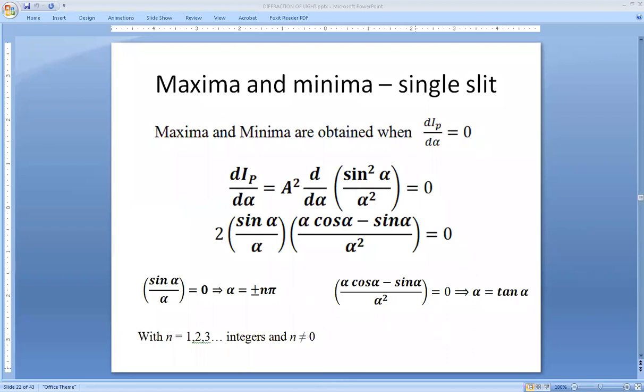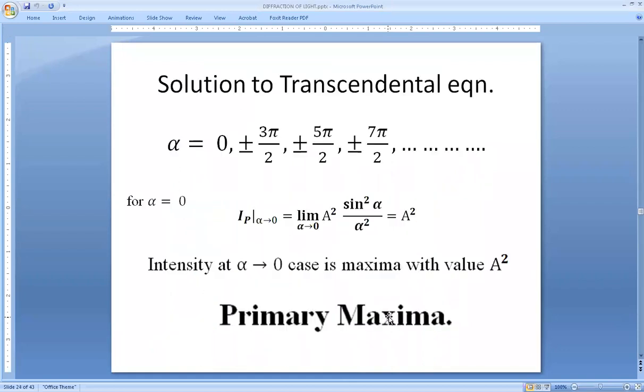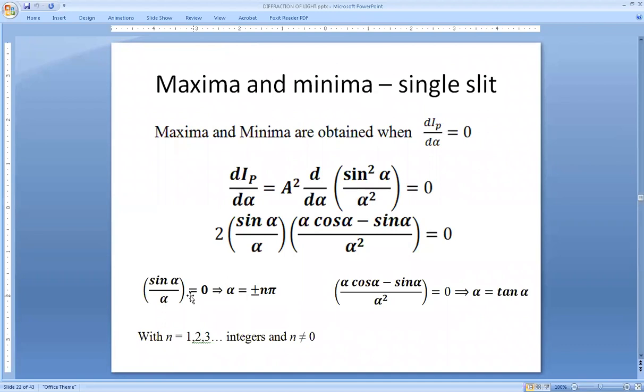So we got this expression now. After equating both y equal to tan alpha and y equal to alpha by plotting them on graph paper, we got the intersection points. So those intersection points are alpha equal to 3 pi by 2, 5 pi by 2, 7 pi by 2 along with 0. And we were talking about the other one, that is sin alpha by alpha equal to 0, which leads to alpha equal to n pi. And here I have mentioned one thing, that n can be integers 1, 2, 3 other than 0.